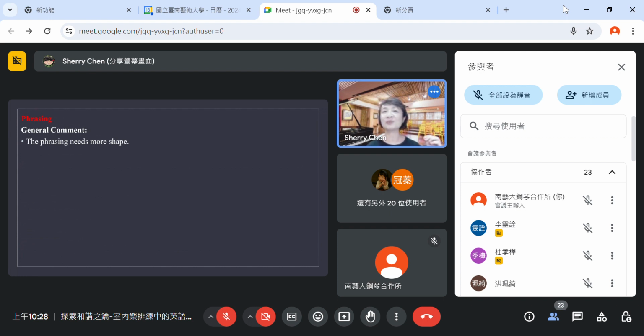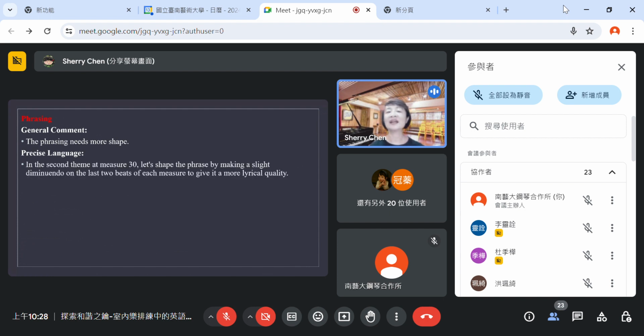It's not specific. Okay, so you could say, in this second theme at measure 30, let's shape the phrase by making a slight diminuendo on the last two beats of each measure to give it more lyrical quality. So although this sentence may sound very lengthy, you put all the specifics in. You make a slight diminuendo at measure 30, a gradual fade on the last 2 beats, so you can achieve the phrasing we want. Tempo. We're not together in this section.